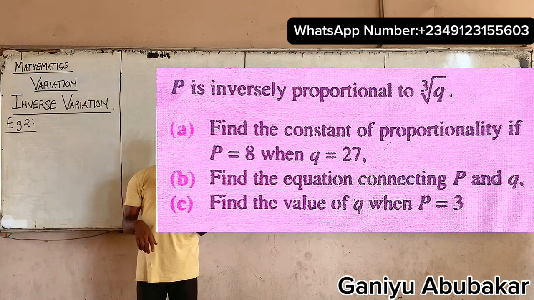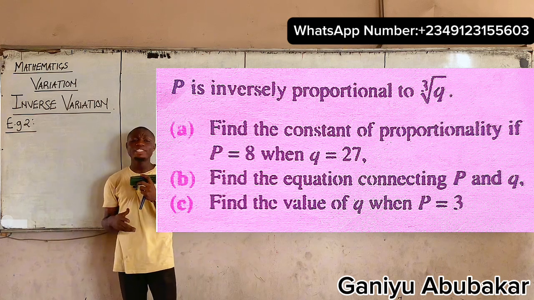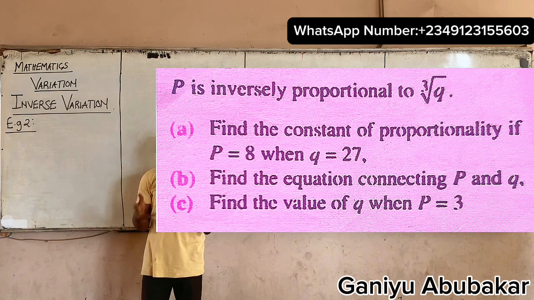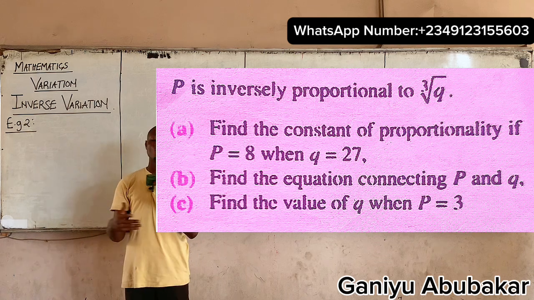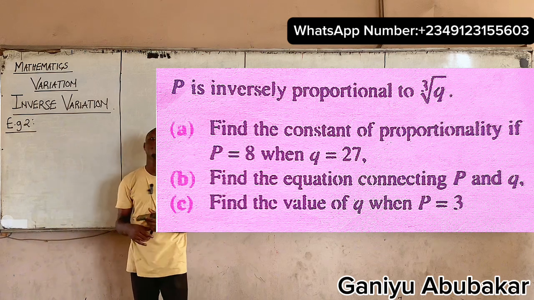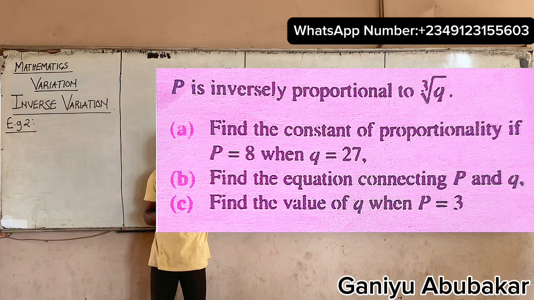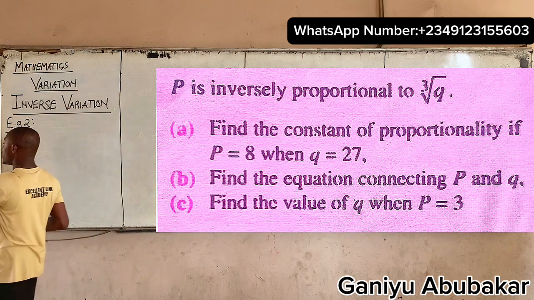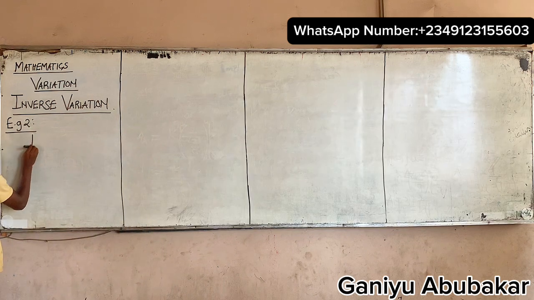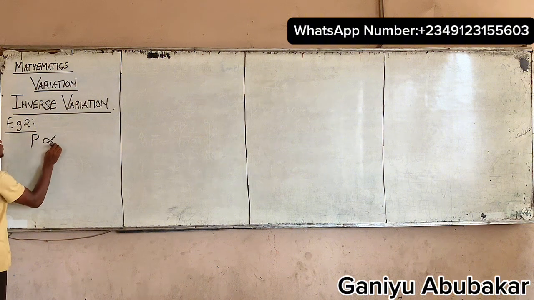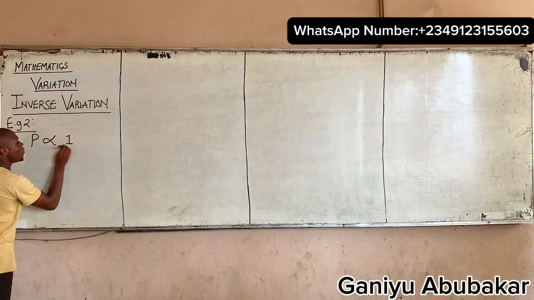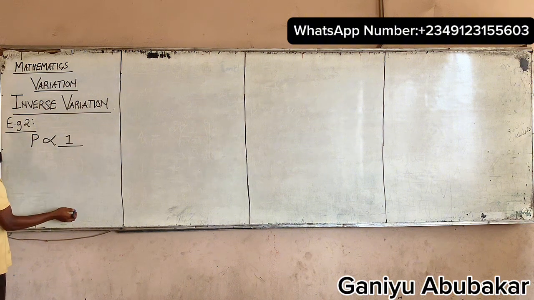Question B says find the equation connecting P and Q. C says find the value of Q when P is 3. Let's get this done. I'm given that P is inversely proportional. That's inverse. Put 1 first over, proportional to what?